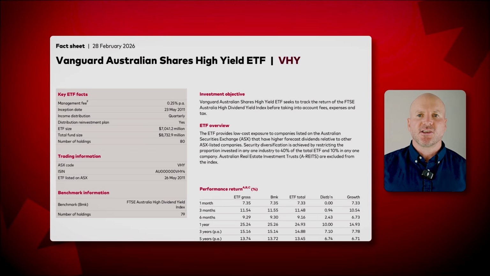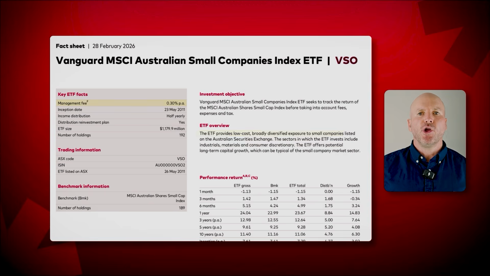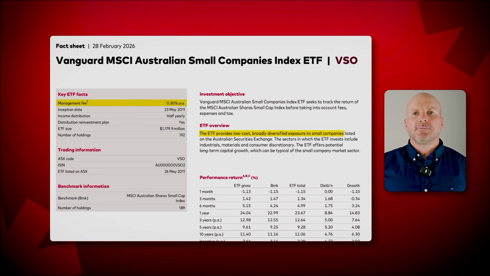You have VHY, the Australian Shares High Yield ETF. It charges 0.25% and focuses on higher dividend Australian companies. This is good if you're after a stronger income from your portfolio rather than just broad market exposure. Then VSO, which gives you Australian small cap exposure for 0.3%. It has beaten VAS over 1 year and 3 years, but trailed it over the long run and more recently. Small caps can have strong runs, but they are not automatically better over the long term. This can suit someone who wants more growth potential and is comfortable with more ups and downs.